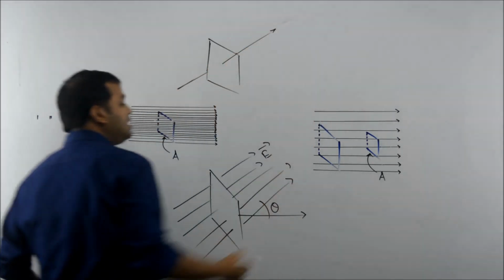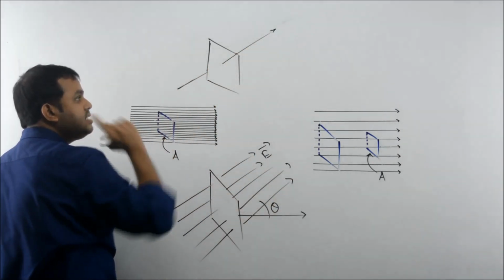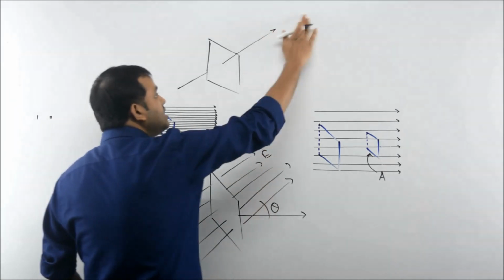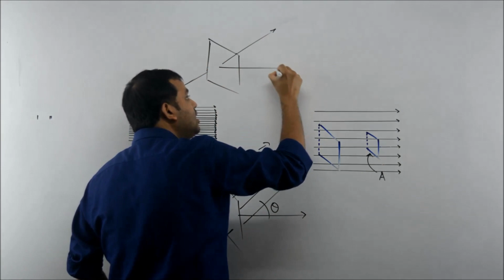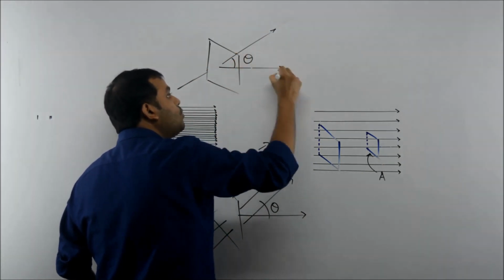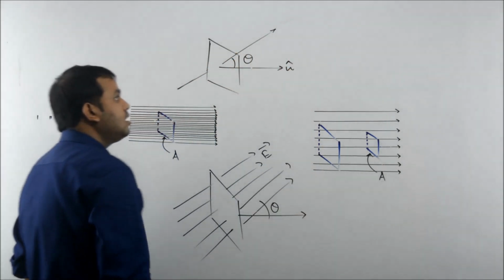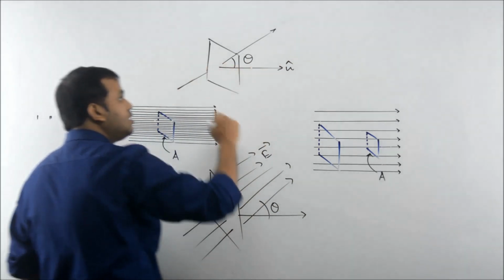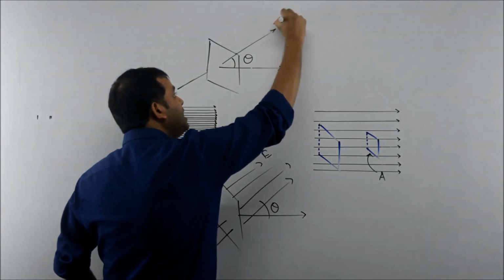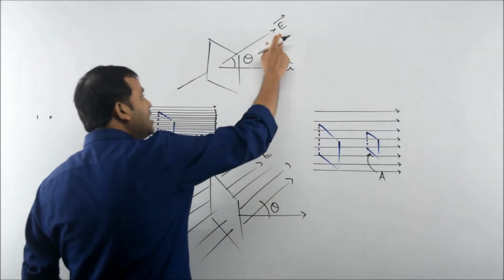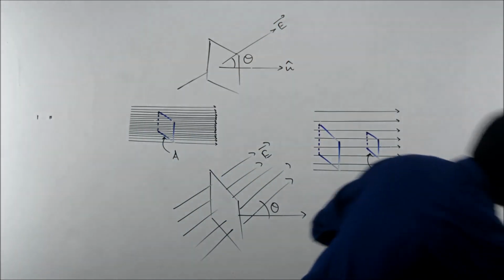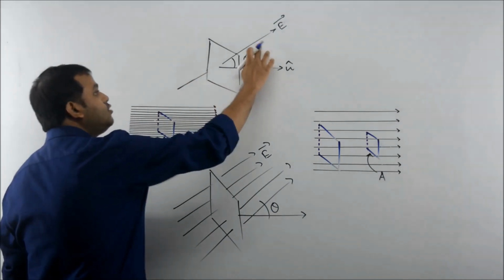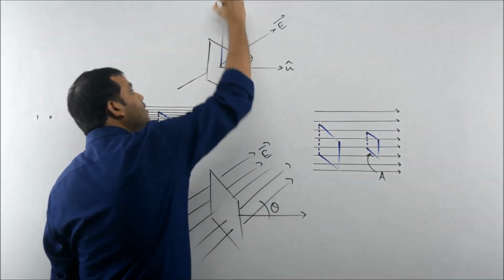I am representing this entire electric field with a single line and it is passing through this surface making an angle theta with the normal to the surface. This is the direction of normal to the surface. Now students, let us break this electric field into its components.